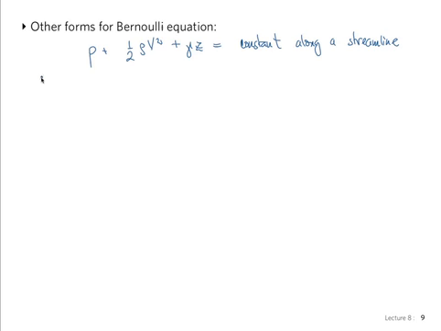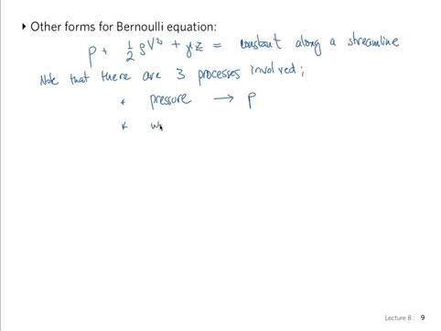And I want to note that there are three processes involved. We have pressure, P. We have weight, which is in that term gamma z. And we have mass times acceleration, in that term that is 1/2 rho v squared.